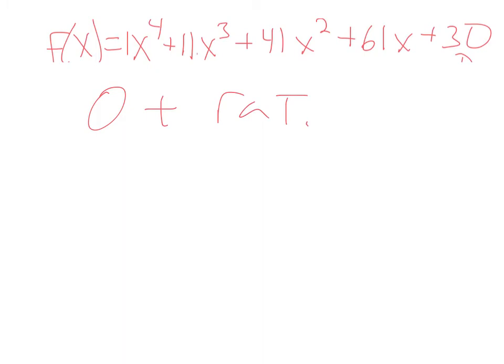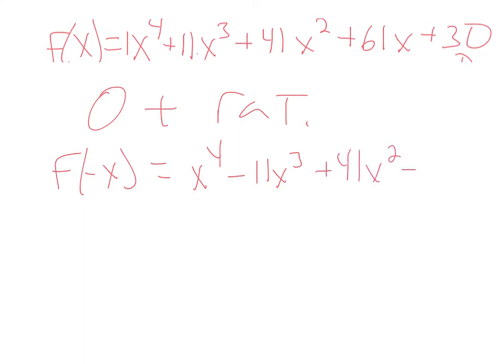So now let's drop in f of negative x and find out what happens. Well, negative x to the 4th power is still positive. Negative x to the 3rd power turns out negative, so that makes negative 11x cubed. Sign doesn't change for negative x squared. Sign does change for the 61, so negative 61x, and of course the 30 doesn't change. So we're seeing 1, 2, 3, 4 sign changes.